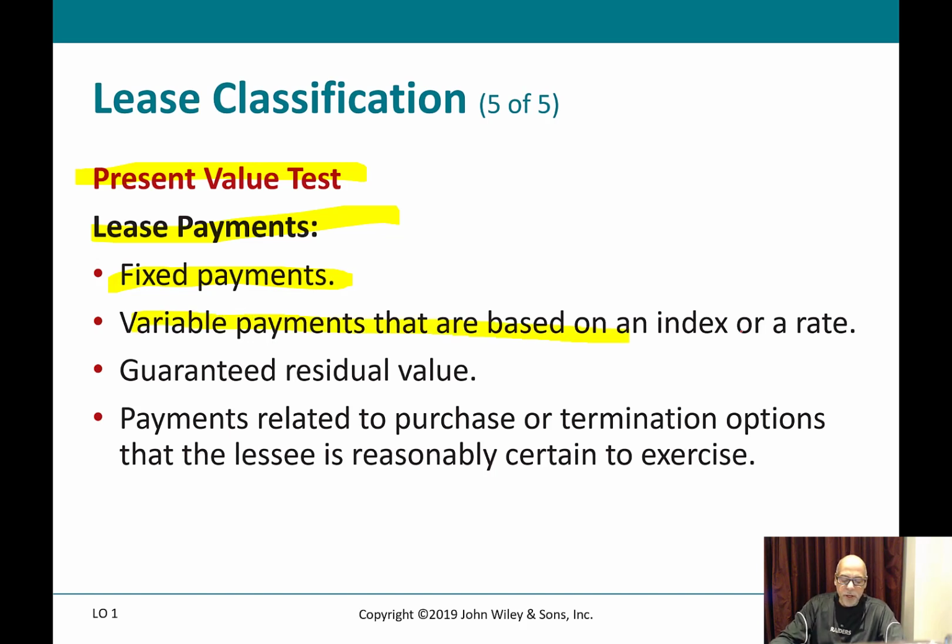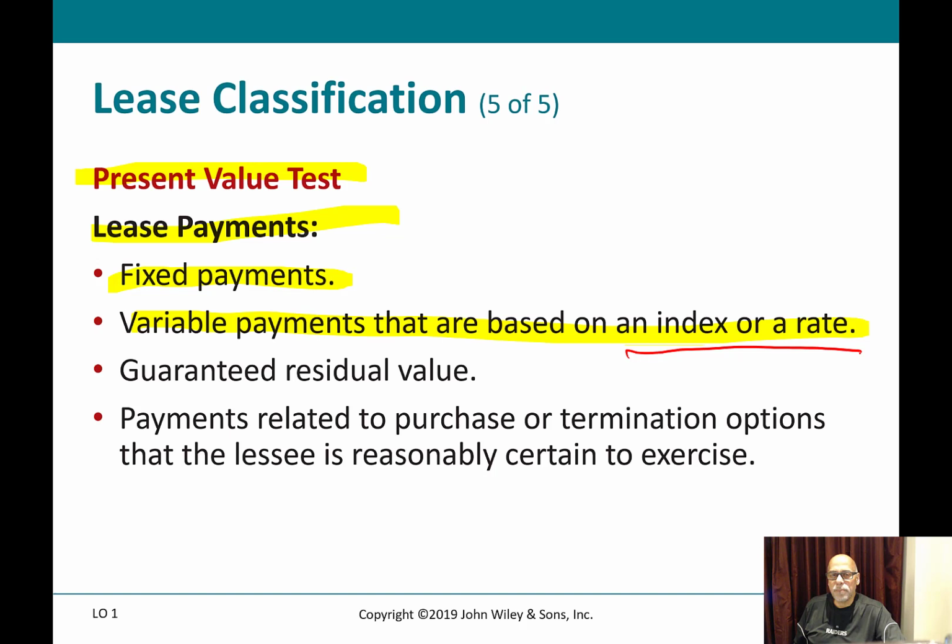If there is a variable payment, it has to be based on an index or a rate, okay? So if they say, hey, the lease payments are going to be based on the consumer price index going forward, because maybe the lessor wants to protect themselves against inflation, then yeah, we would pick up those index payments at what we think the index is going to be.